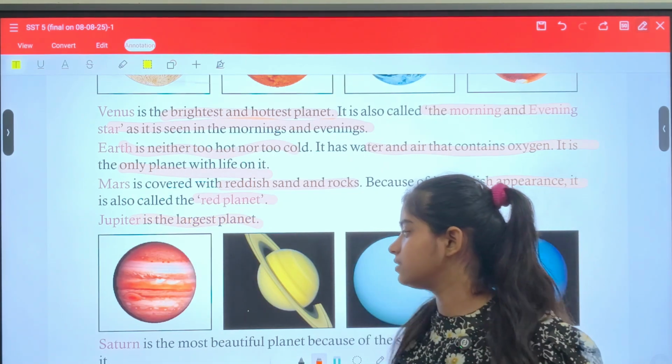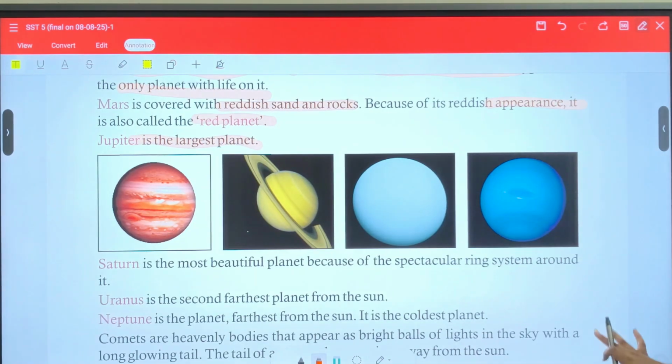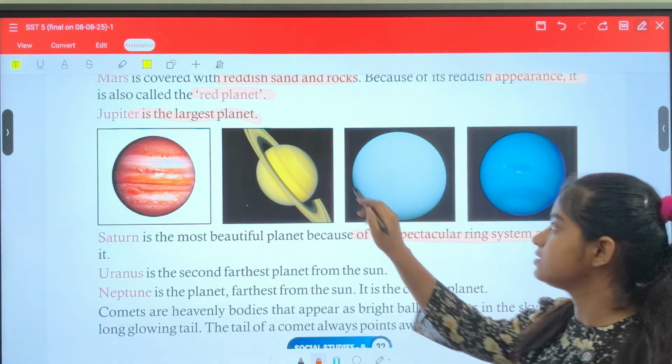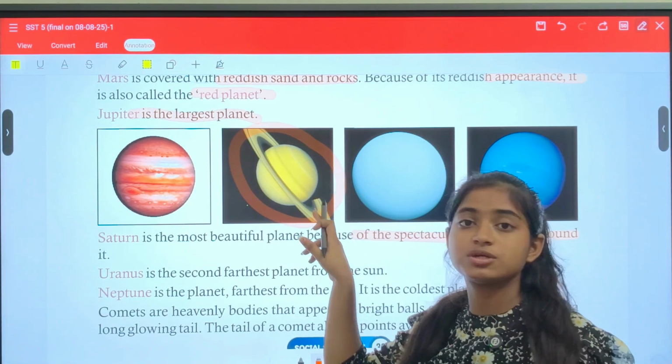Jupiter is the largest planet among all. Next we have Saturn. It has the most beautiful spectacular rings. This is Saturn because it comprises a spectacular ring.